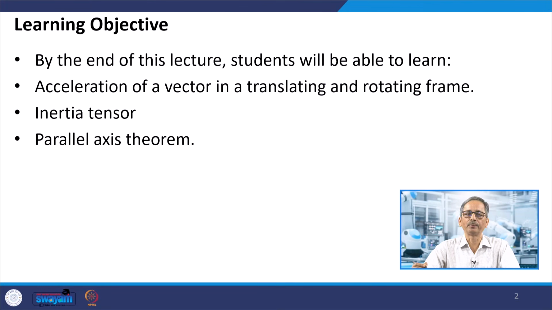So, the learning objective for this lecture: I expect from all of you that by the end of the lecture you will be able to learn the acceleration of a vector in a translating and rotating frame, what the inertia tensor is, as well as the parallel axis theorem, which we mostly use to find out the moment of inertia at any axis which is parallel to the center of mass axis.